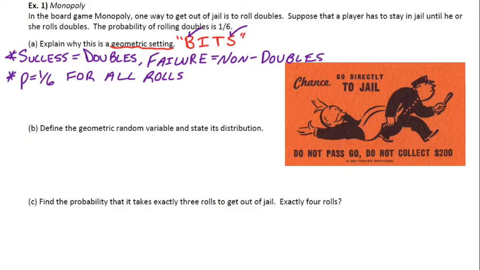We know that all the rolls are independent of each other, right? It's not like the dice remember what they were the last time they came up. So each roll does not influence the other, so the I condition is met.